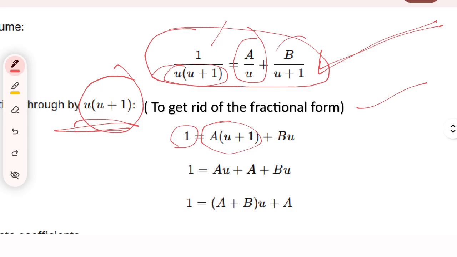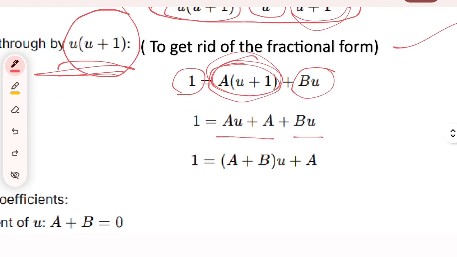All right. What about this? If we multiply this by u and u plus 1, u plus 1 is cancelled out. What is left is u. So b times u, right? So we need to distribute a here. And it would be au plus a plus bu.